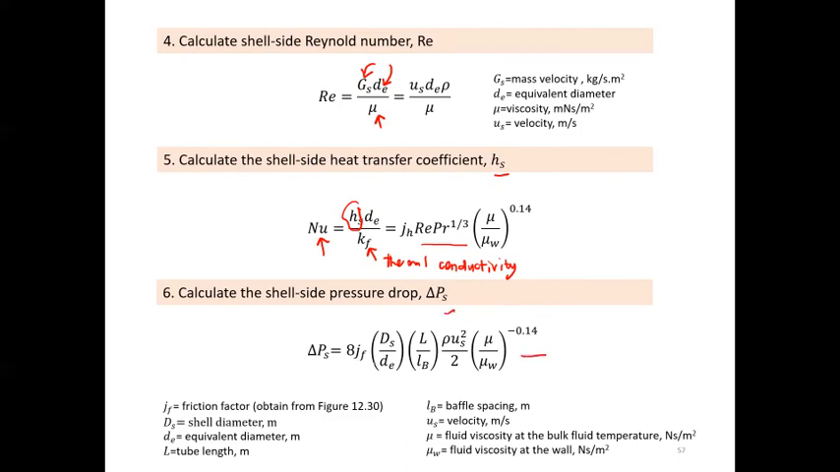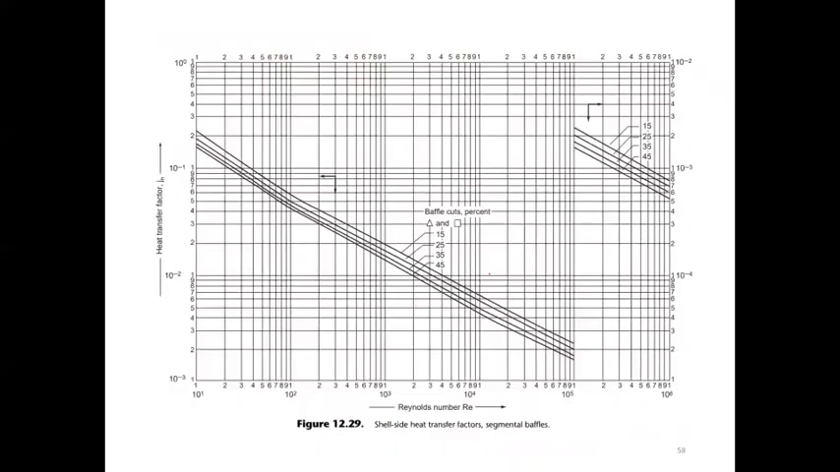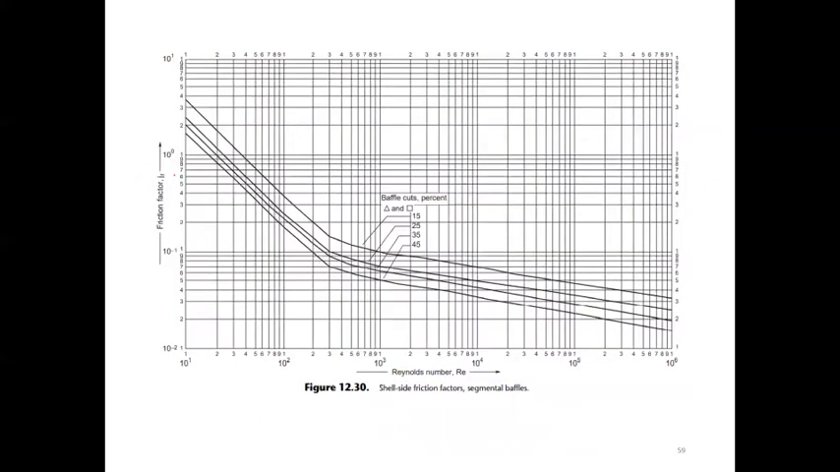Okay, the value of JH and also JF you can obtain from this diagram of shell side heat transfer factor. So using this, you need to have the information on the Reynolds number and also baffle cut percentage. And then after that, you can obtain the value of heat transfer factor. This is to obtain the friction factor of JF.